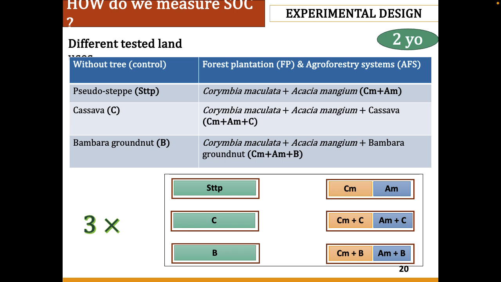We have here the summary of the different tested land uses. So we have pseudo-steppe, cassava, Bambara groundnut. We have nine different types of treatments that we repeated 3 times.